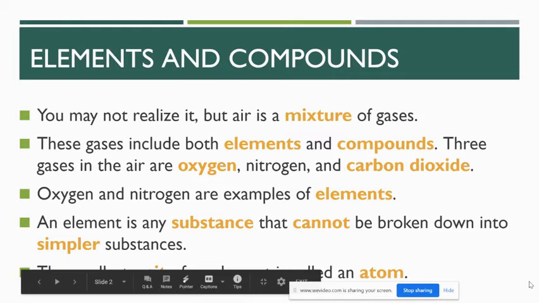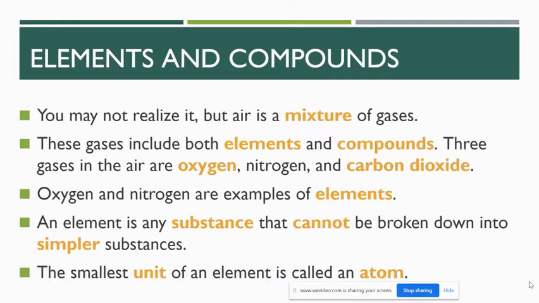So, the first thing we're going to talk about are elements and compounds. You've already had a couple warm-ups about these and going over what they are and how they're set up. So you may not realize it, but the air is a mixture of gases, and there are elements and compounds floating all around in the air that we breathe in and we exhale. Trees produce oxygen for us, and that is an element, and so it's all around us. The gases in the air include elements and compounds, and the three main gases in the air are oxygen, nitrogen, and carbon dioxide. So oxygen and nitrogen are examples of elements.